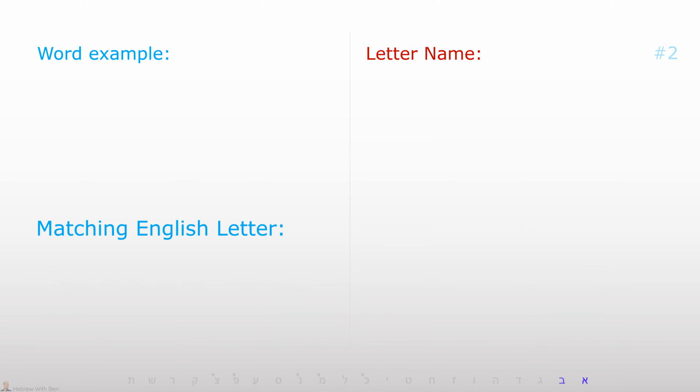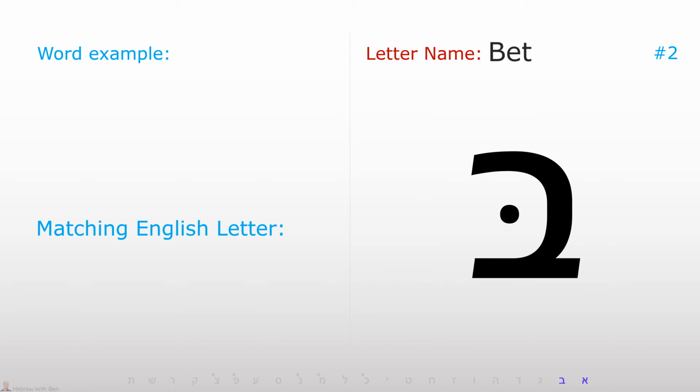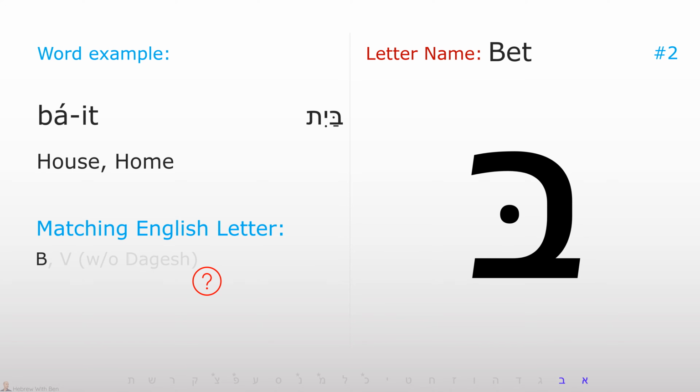The second letter of the Hebrew alphabet is Bet. Matching letters are B or V, depending on the dagesh. I will show you both versions. A word example for the first version is bait. Bait.